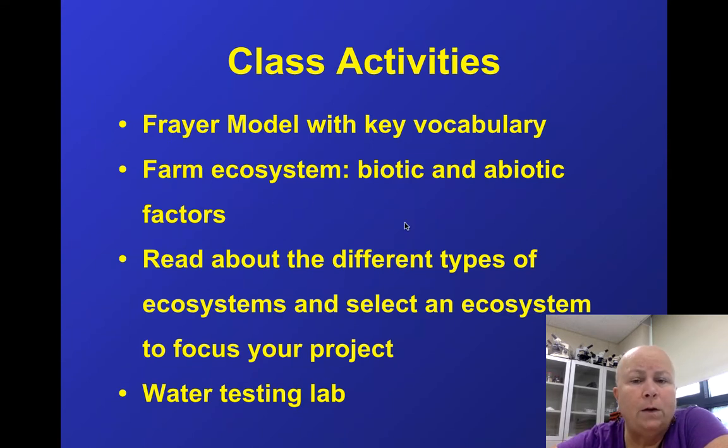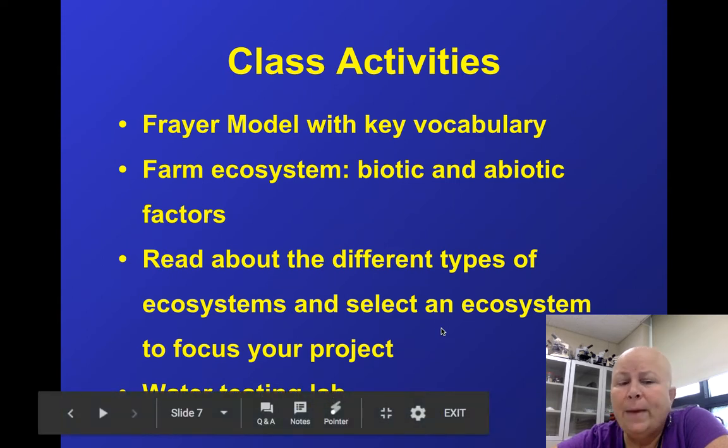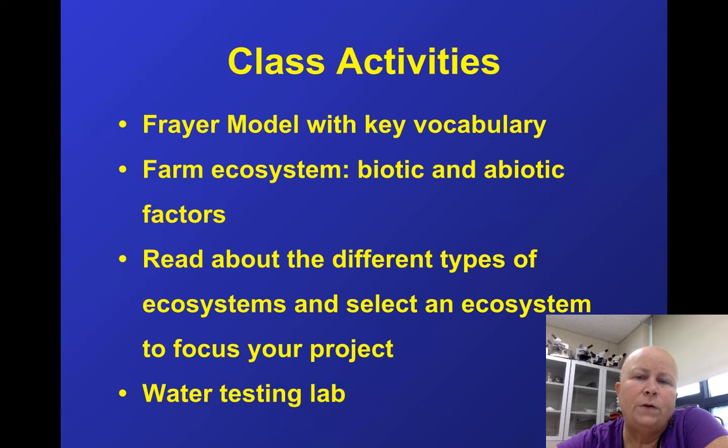We'll do the Frayer model with the key vocabulary throughout the unit. We're going to look at a farm ecosystem, and you're going to identify the biotic and abiotic factors that you see within the farm ecosystem. We're going to read about different ecosystems, and you're going to select an ecosystem to focus on for your summative project, so the big project, and you're going to be working on it as we go along in the unit. You're not going to wait until the night before to do it. We're going to be doing this throughout the next few weeks, okay?